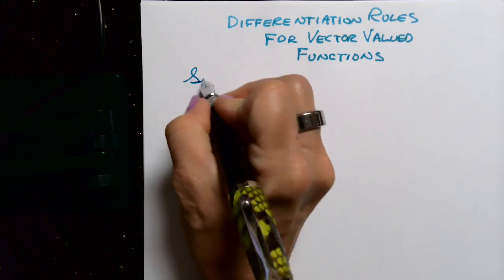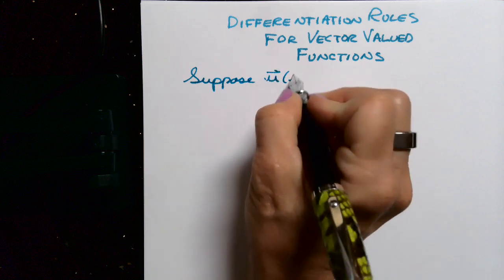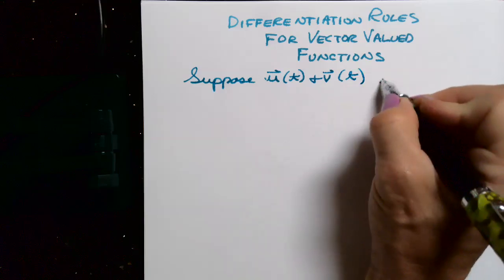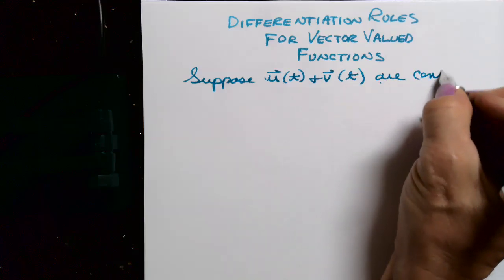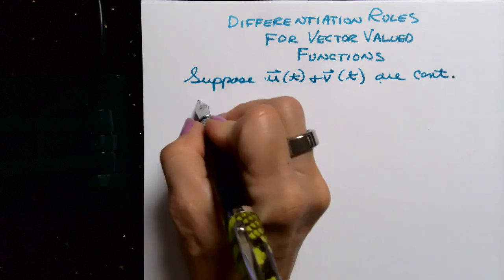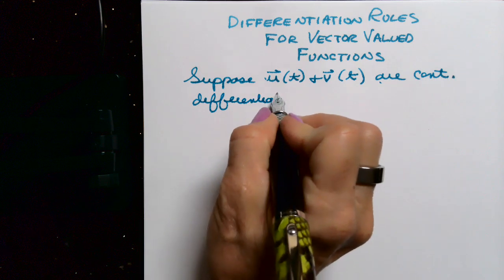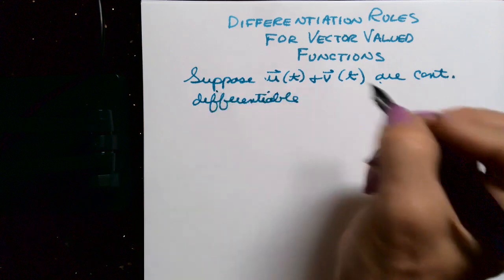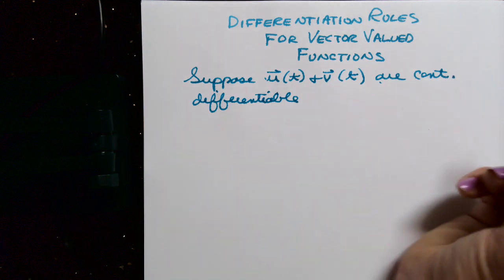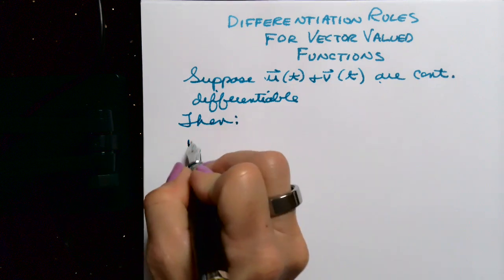So suppose u of t and v of t are continuously differentiable functions of t on some interval, if you like. Then here are some of the rules for differentiation.